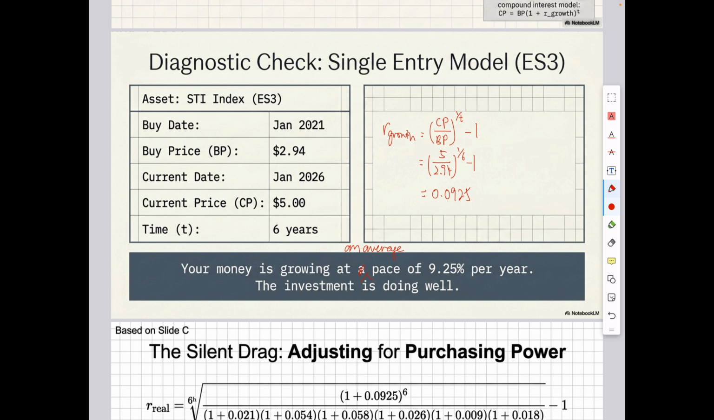An average pace of 9.25%, which is very good, because remember our inflation is actually about 2.5 to 3%, and then my return is actually 9.25% for this particular stock that I have been buying, right?